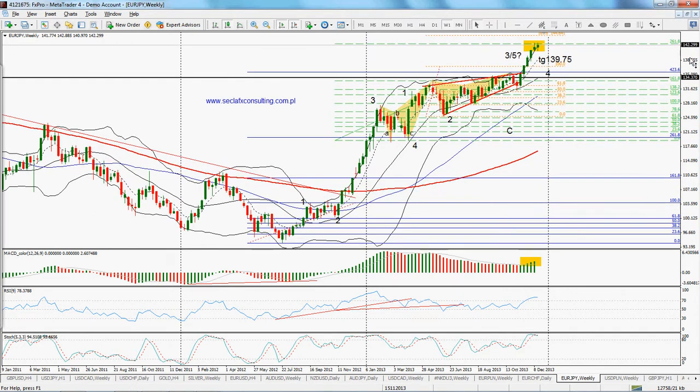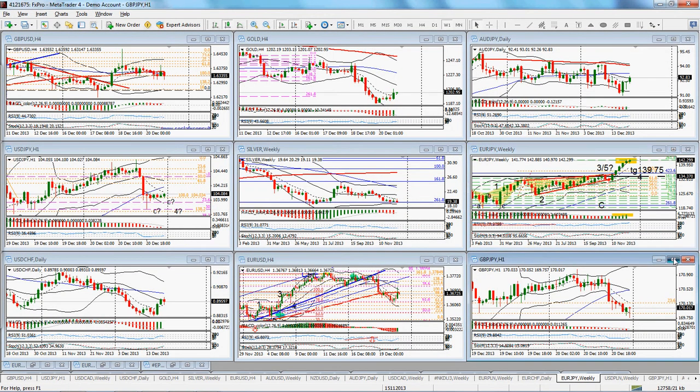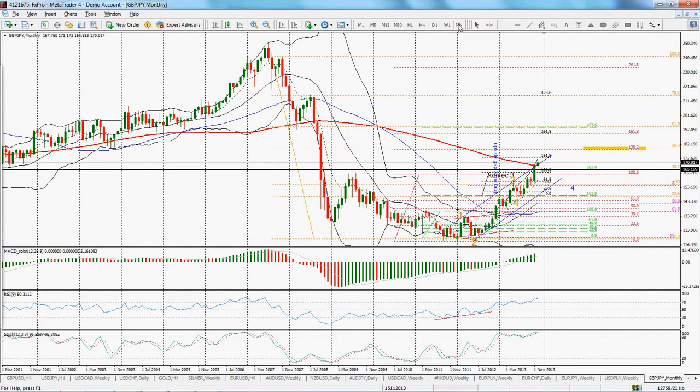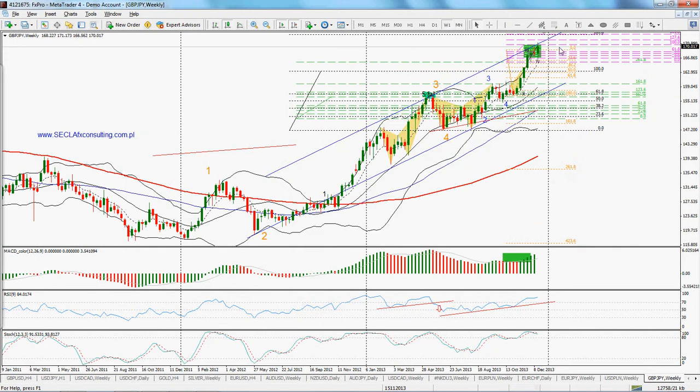Okay, that was the Euro USD, Euro Japanese Yen. Great Britain Pound Japanese Yen monthly. Okay, we broke this moving average 100. This is green at the moment. On the weekly, we've got a strong weekly candle. This is nice, strong. Okay, support line on the RSI not broken yet, so this is not completed yet.